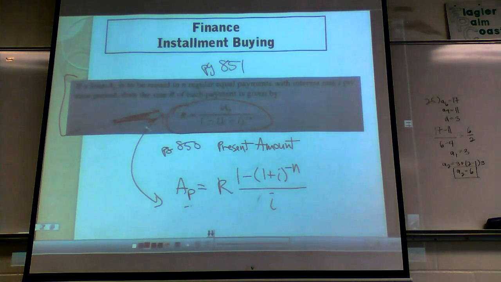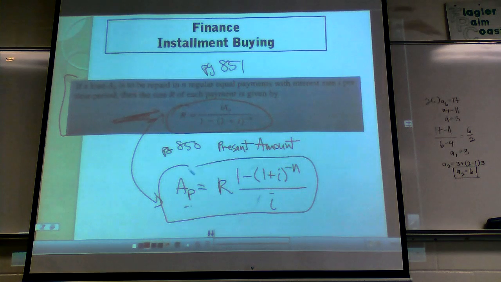If you knew how much you were paying per month on something, and you want to figure out what the actual amount of the loan is, or the present amount, then you would use this one. So depending on what the question's asking for would depend on which one of these you use. And you're going to give us these formulas so we don't have to pick? If I give you one of these on the test, I will give you, all right.